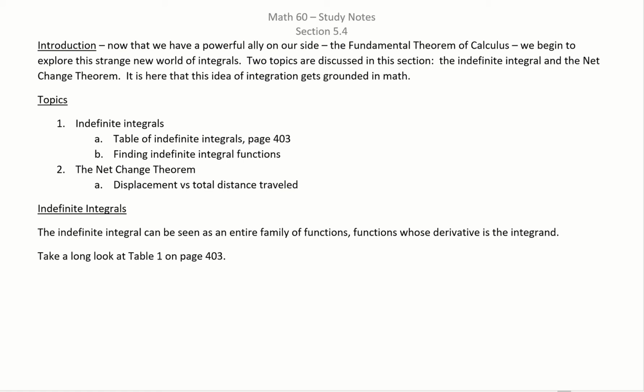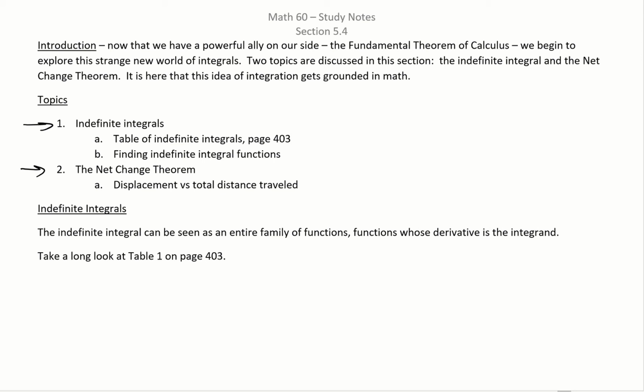Okay, the couple of topics here to get us going in the world of integrals. One is the idea of indefinite integral, and the other is the net change theorem that I might have mentioned last time. Okay, so that's just getting us started. And let's start with the indefinite integral.